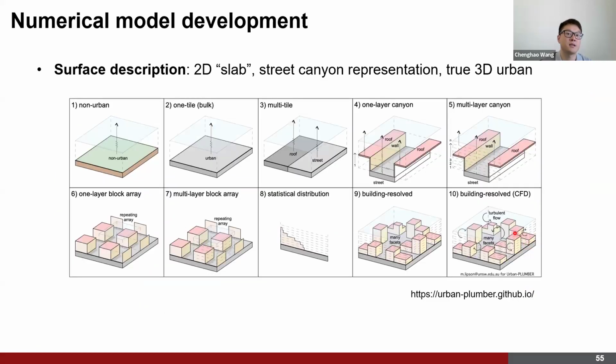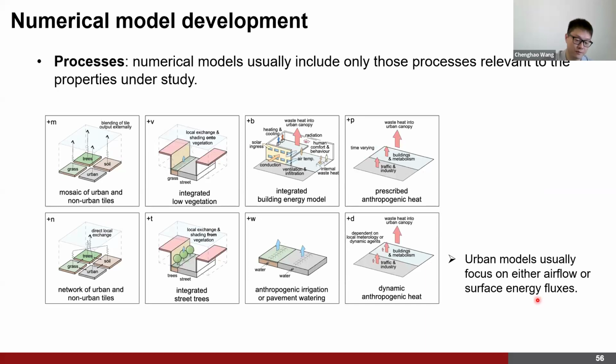So here is another illustration of how we can numerically represent the urban surface. We can have this two-dimensional slab model, and we can also have this two-dimensional street canyon representation, and also the two three-dimensional urban surface models. In addition to these different surface representation methods, we can also model different physical and biophysical processes within the urban environment. We can model grass, we can model street trees, we can reproduce the building energy use, and we can mimic urban irrigation and even some anthropogenic heat emissions.